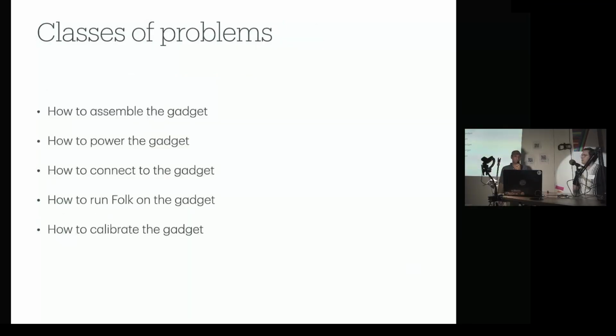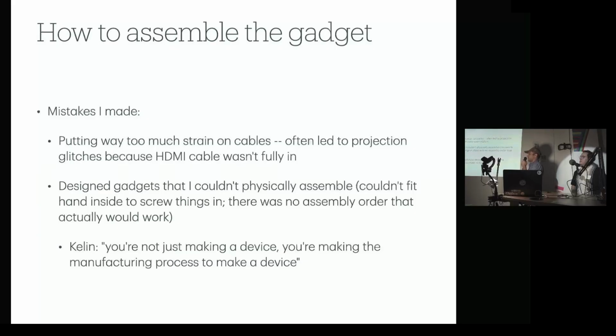So I guess we want to talk about a few different classes of problems that we've encountered with the Gadget so far. Not all of these are necessarily fully solved, but we've made decent progress on all of them. First is doing the physical design and assembly. I think the first big issue was putting too much strain on the cables. I would just not think about the cables and stretch them. And then you'd get the HDMI cables pushing against the port and the image only works half the time, or it's red tinted or whatever.